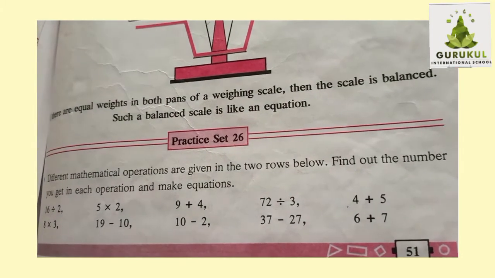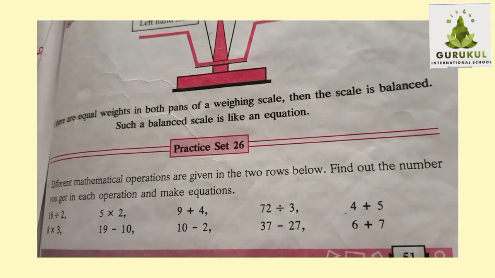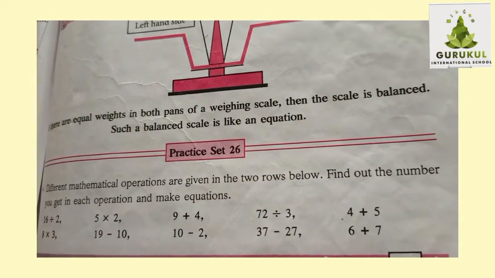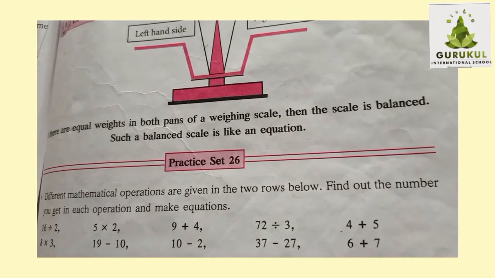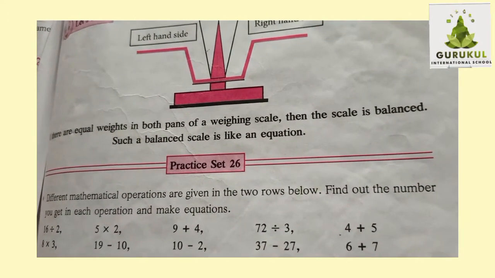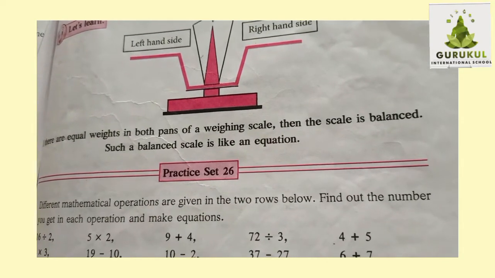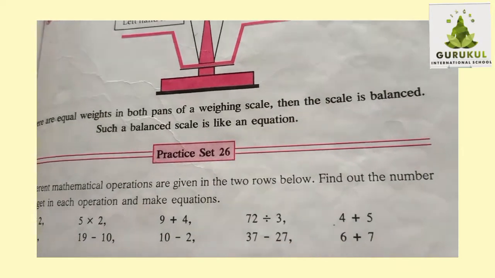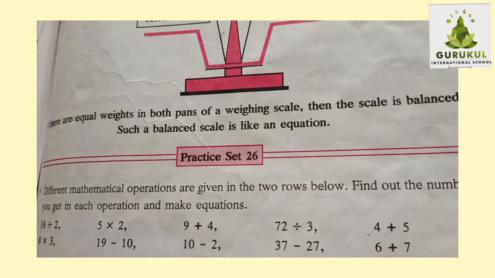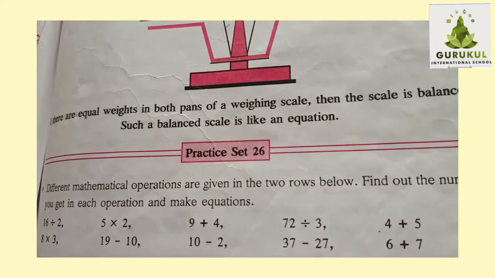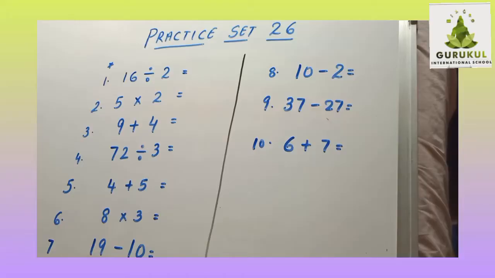Children, now let's start with practice set 26. Write the heading for the question. Practice set 26. Different mathematical operations are given in 2 rows below. Find out the number you get in each operation. First you have to find out the number you get in each operation and then you have to make the equation. Let's find out the numbers first. See how I am explaining. The same way you have to write in your notebook. Then you have to form the equation.